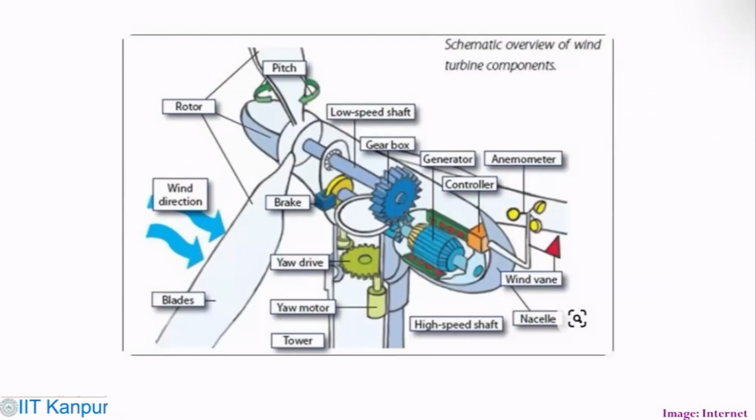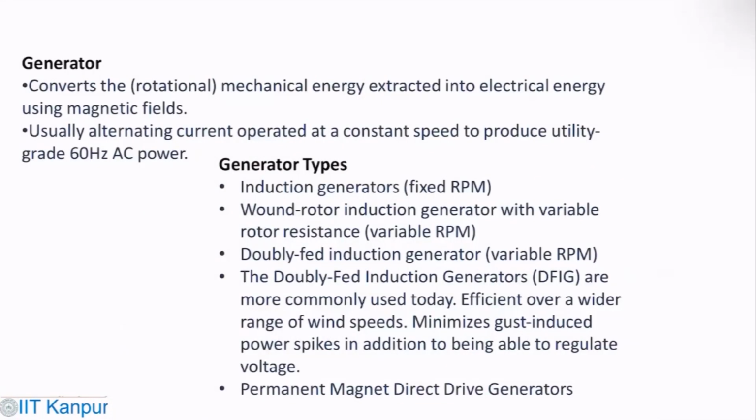So far we have talked about the gearbox, generator, controller, anemometer, low-speed shaft, pitch, rotor, wind direction, yaw drive, motor, tower, and all this. These are the schematics that we have already seen, but now we move to the next component, which is the generator. It converts the mechanical energy, which is the rotational energy, into electrical energy. That means an energy conversion process takes place.